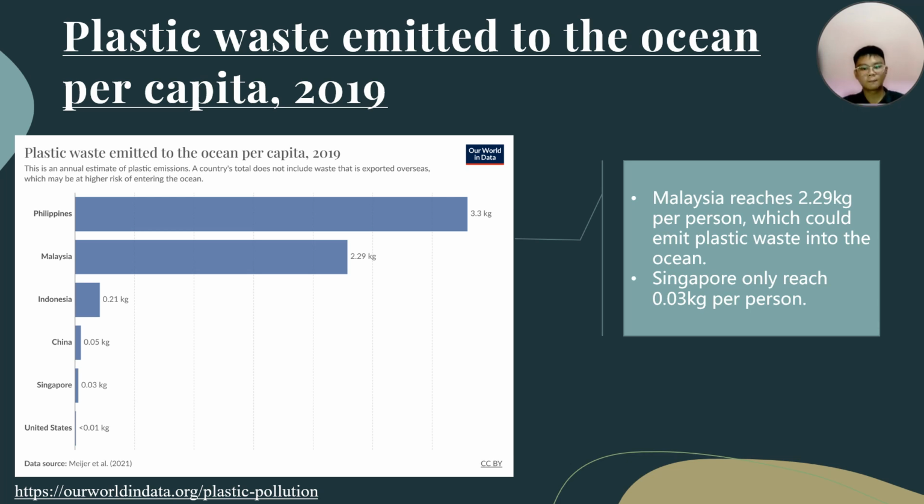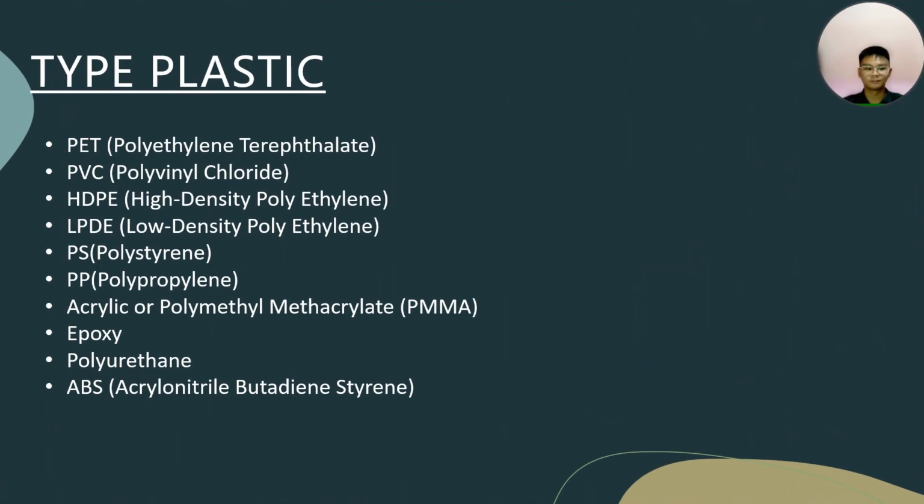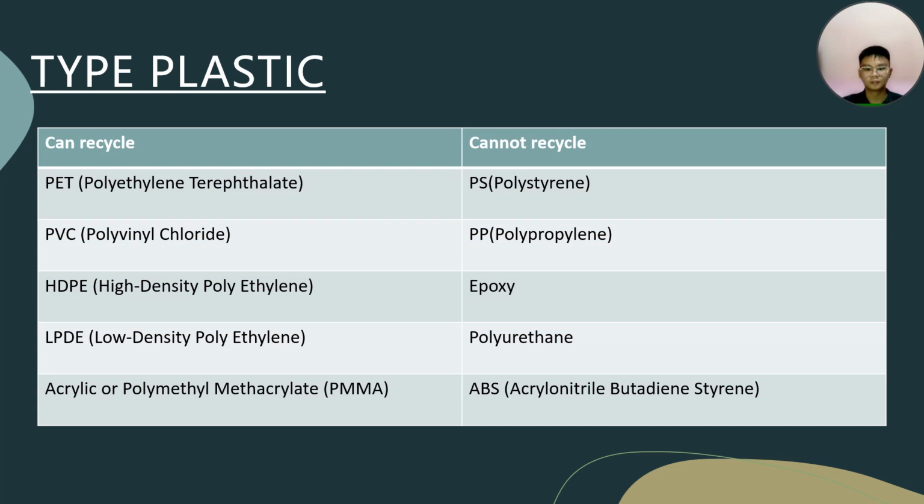So let's see what the types of plastic are. This is the common plastic we can see in our life. We can separate it into two sections: plastic that can be recycled and plastic that cannot be recycled. This figure shows the types of plastic which can and cannot be recycled.